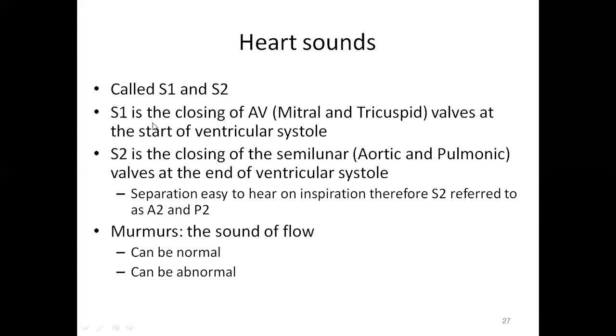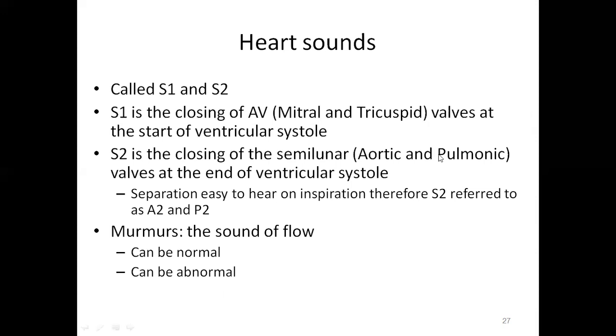S1 occurs when there is closing of the AV valves, that is your mitral and tricuspid valves, at the start of ventricular systole. Systole is contraction. So whenever there is contraction, S1 is produced by the closing of your AV valves. S2 heart sound is the closing of the semilunar valves, that is the aortic and pulmonic valves, at the end of ventricular systole.